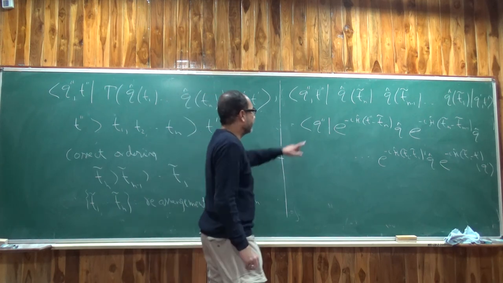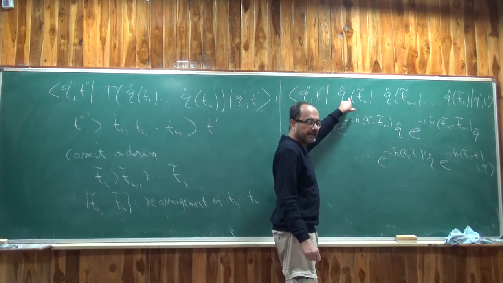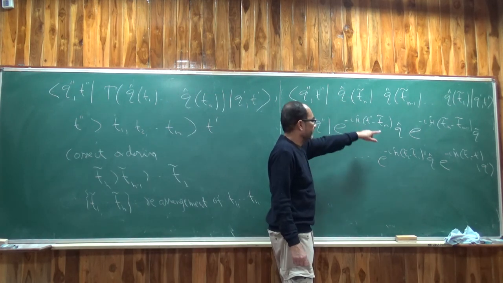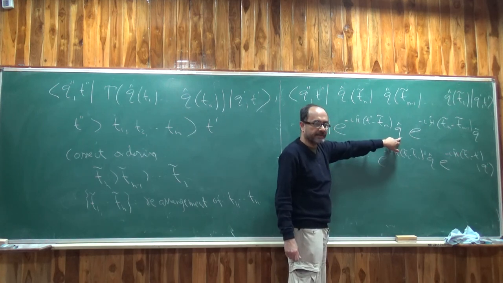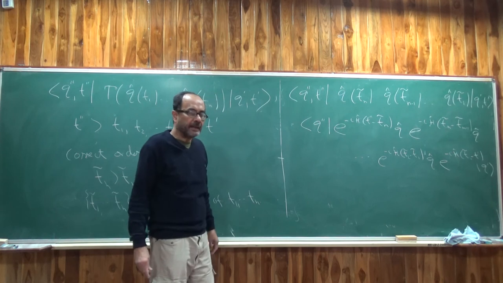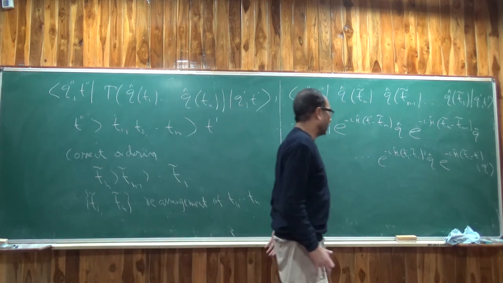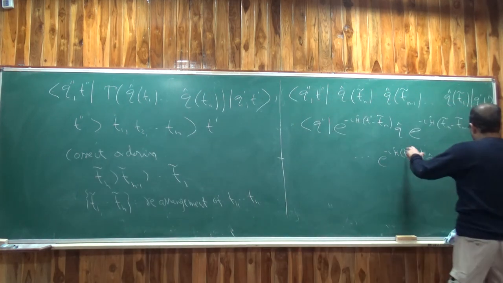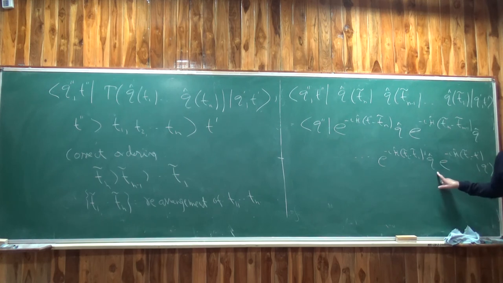I just rewrote everything in terms of this q hat part, that q hat t equal to 0. So this is similar to what we had done earlier, except that some q hats are sprinkled throughout. Okay? Otherwise, it's the same integral, the same expression that we had earlier. And our goal will be to figure out what the effect of these q hats are.